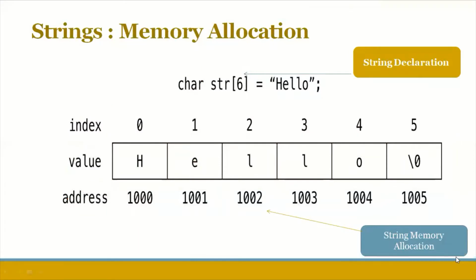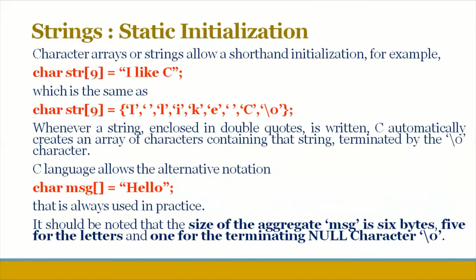Then coming to, we'll see next, strings can be initialized in two ways. One is static initialization, another one is dynamic initialization. In the case of static, once we declare the string variable, we can initialize that string variable by using the assignment operator. By using the assignment operator, directly you can give this group of characters to this particular string.